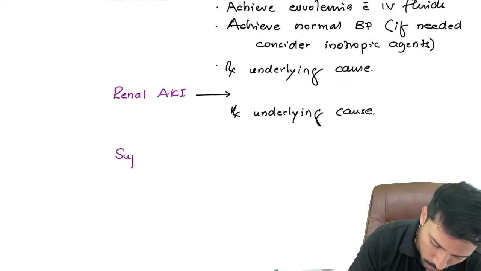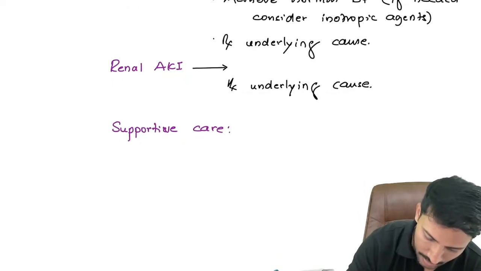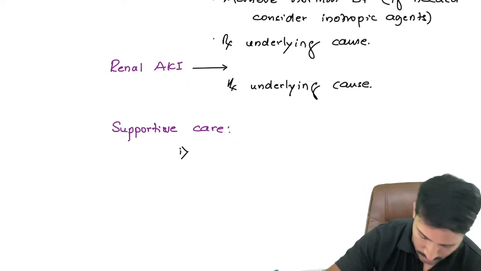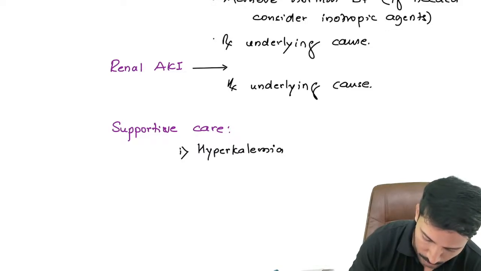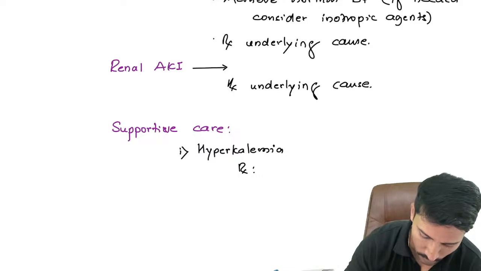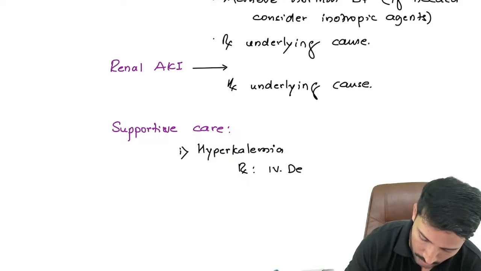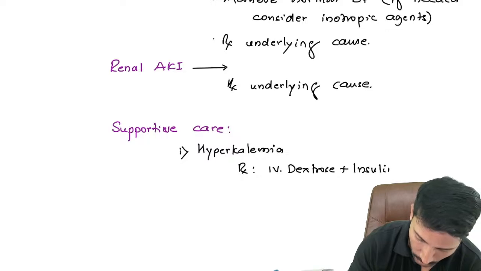Now, in addition to that, we have to also talk about the supportive care that we need to give for a patient with AKI. So what all you should mention here? First, hyperkalemia. If it has happened, how will I treat? Hyperkalemia can be treated with IV dextrose plus insulin. How will this help?